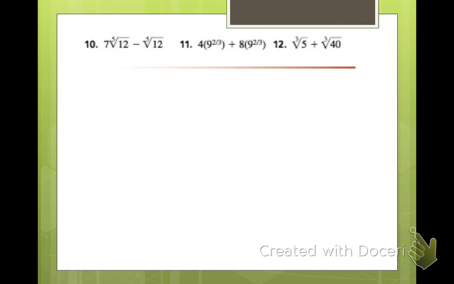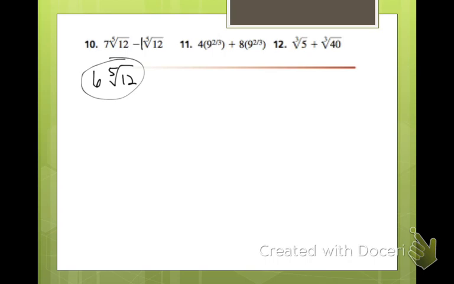All right, so write down the next one. We have 7 fifth roots of 12 minus 1 fifth root of 12. I always read it like that to help me actually see what's going on. So that will leave us with 6 fifth roots of 12.